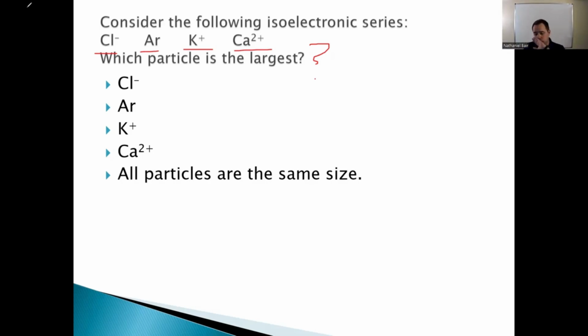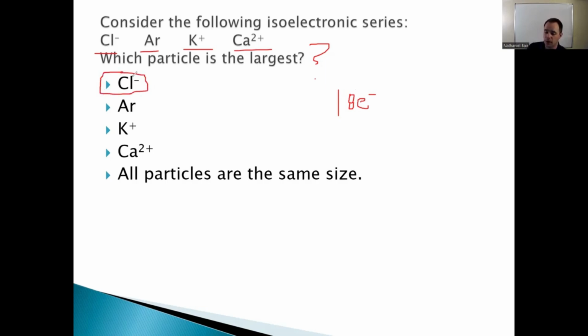All right. So first of all, how are they all isoelectronic? Well, they all have 18 electrons. Hopefully you're able to confirm this. These would all be 1s2, 2s2, 2p6, 3s2, 3p6, right? They all have 18 electrons. They're all isoelectronic with argon. So who's the biggest? The answer: chloride is the biggest.